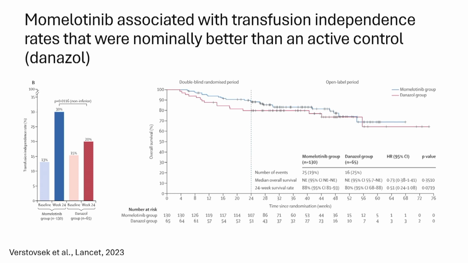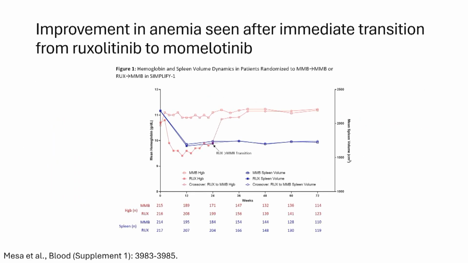And danazol actually is an active comparator, right? It helps with anemia. So this isn't something that is completely inert by any means. But to really get a sense for the difference between Rux and momelotinib, you go back to this curve from Simplify-1, which was looking at patients that were randomized to momelotinib or ruxolitinib. Momelotinib is that top curve that stays relatively stable around 11. This was a largely non-anemic population that was enrolled in the study. Average hemoglobin was really between 10 and 11, and they stayed there, right?